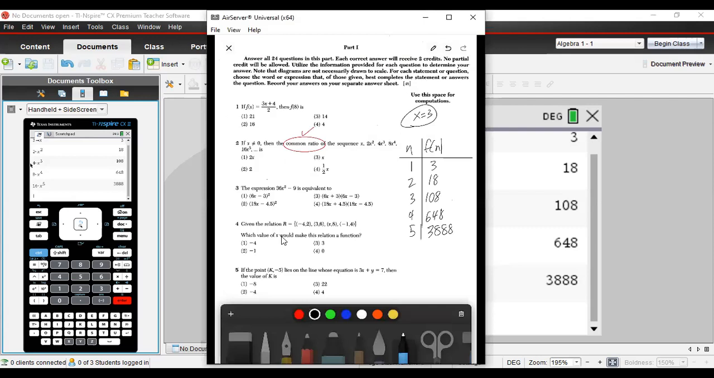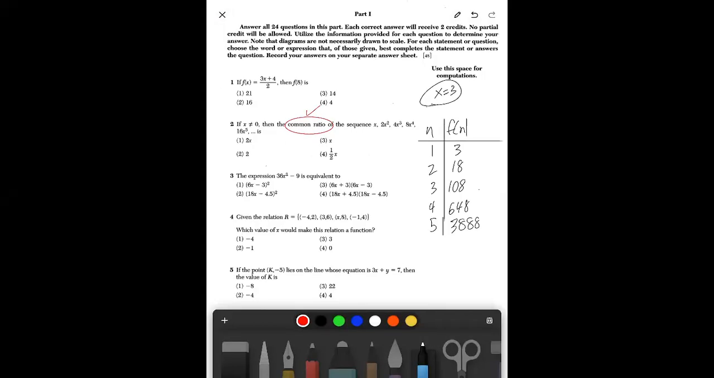So what I've done is I just plugged in 3 for x. I came up with these values, and now I'm looking for the common ratio. So I'm going to divide these. 18 divided by 3 is 6. 108 divided by 18 is 6. 648 divided by 108 is 6. 3,888 divided by 648 is also 6. So I'm multiplying all of these by 6. So the common ratio is 6.